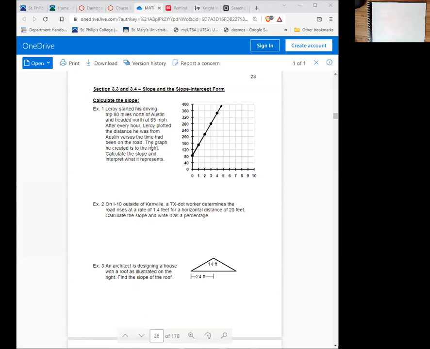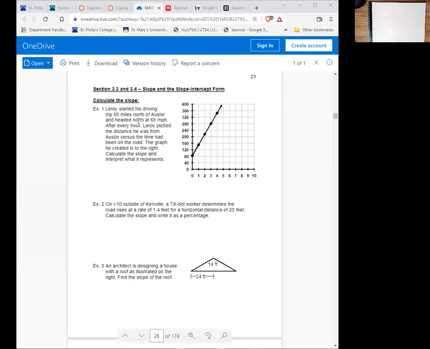Okay, so 3.3 and 3.4 is going to be about slope and slope intercept form. So basically, we'll be finding the slope and putting it into a standard form.